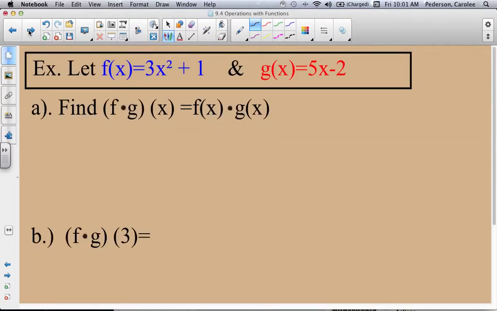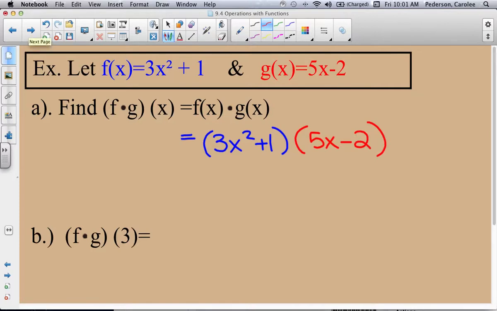Now let's go on to multiplication. So we have a new pair of functions, f and g, and we want to multiply these two functions together. So we're going to multiply the blue function, 3x squared plus 1, to the red function, g of x, 5x minus 2. What we have is a binomial times a binomial, so we have to FOIL. First, outside, inside, last.